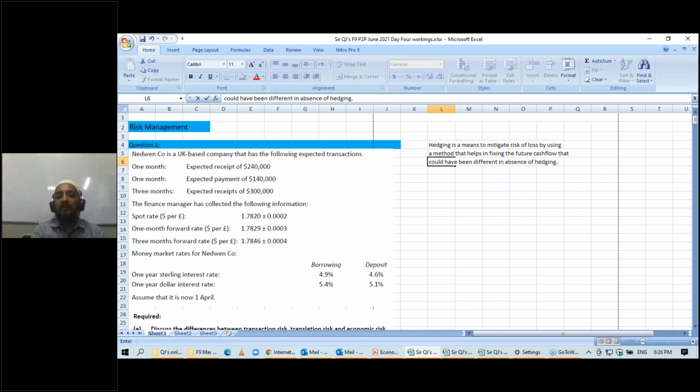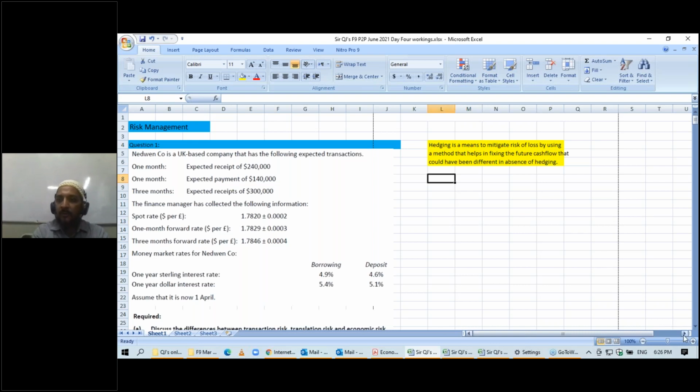So this is the definition of hedging, that it helps you in fixing the future cash flows, and therefore you're not exposed to the fluctuating cash flows in the future. So one of the ways is forward contract and foreign currency hedges. So let's do this question.